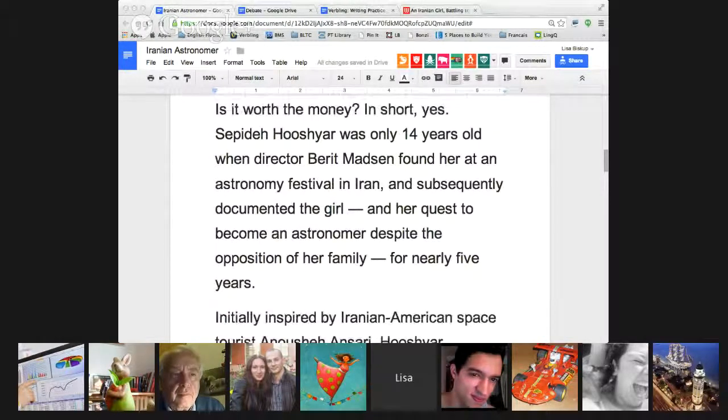Is it worth the money? In short, yes. Sepideh Hushyar was only 14 years old when director Barrett Madsen found her at an astronomy festival in Iran and subsequently documented the girl and her quest to become an astronomer despite the opposition of her family for nearly 5 years.